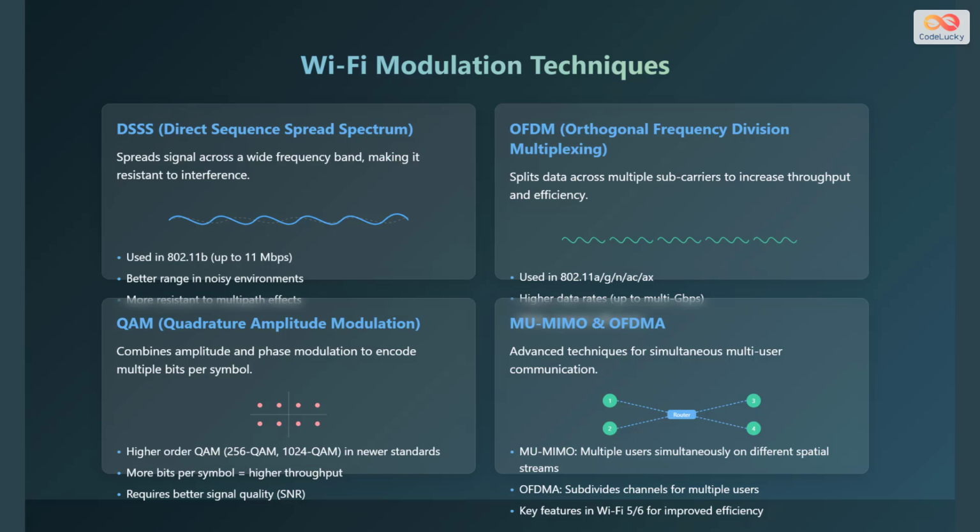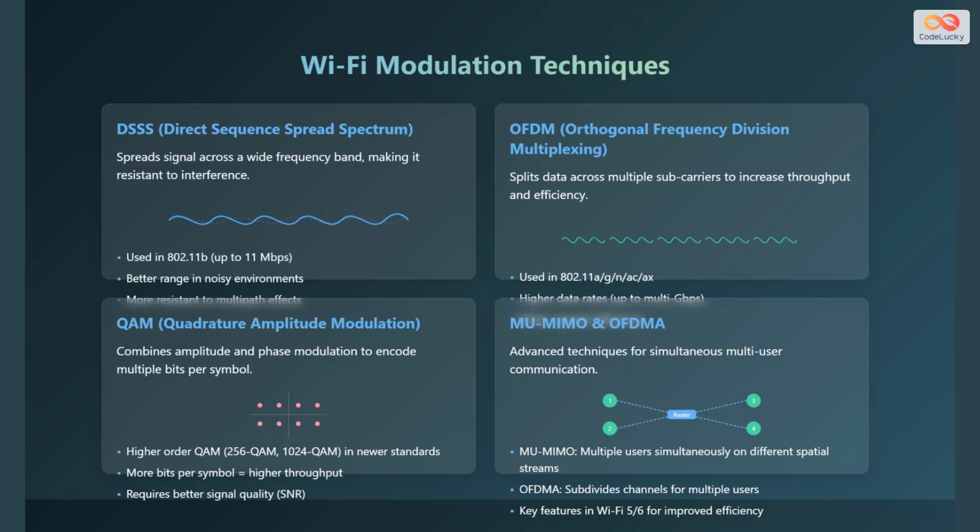Next is quadrature amplitude modulation. This combines amplitude and phase modulation to encode multiple bits per symbol. Higher-order quadrature amplitude modulation such as 256QAM and 1024QAM are used in newer standards, which allows more bits per symbol that results in higher throughput, but requires better signal quality, which is signal-to-noise ratio.